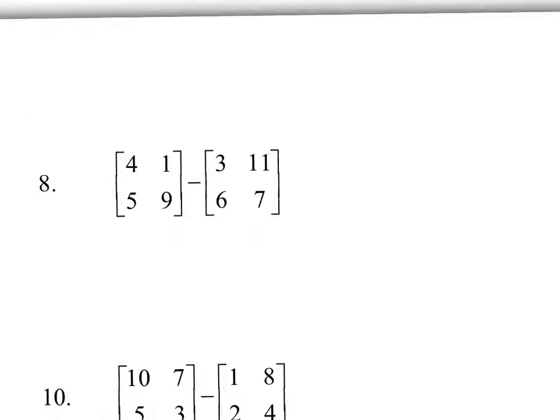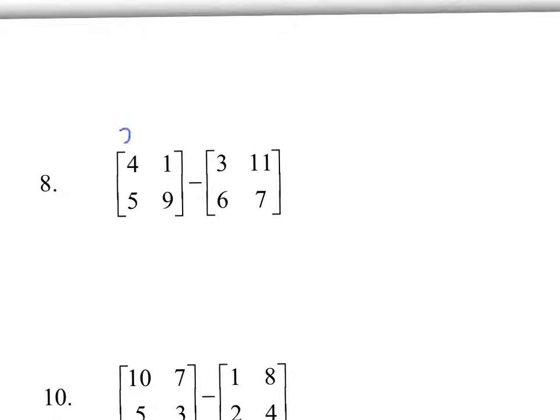Number 8, same kind of thing except we're subtracting. You can see that this is a 2 by 2, 2 rows, 2 columns, and so is this. And so our answer is also going to be a 2 by 2. It's going to be the same size. All right, so let's just go through each one of these one by one. Usually with adding or subtracting, I don't show work. You can use a calculator if you want, but I usually just add them or subtract them.